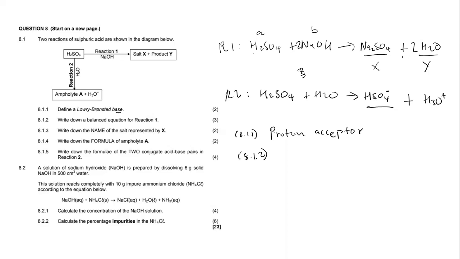And therefore, how many oxygen atoms do we have here? We have 4. And then 2 multiplied by 1, it's going to be 2. And then 2 plus 4 is going to be 6. Now oxygen atoms are balanced. Now let's have a look at sodium. We have 2 sodium and then we have 2 sodium. Everything is now balanced.